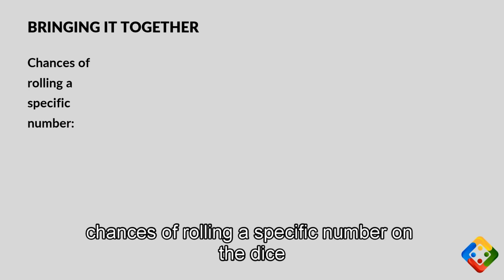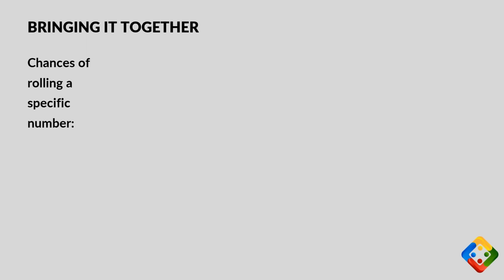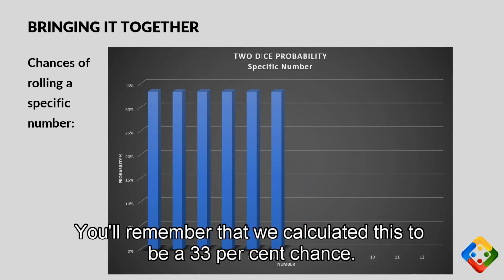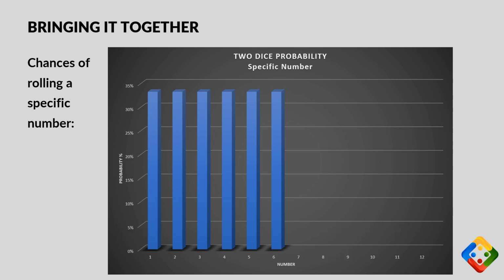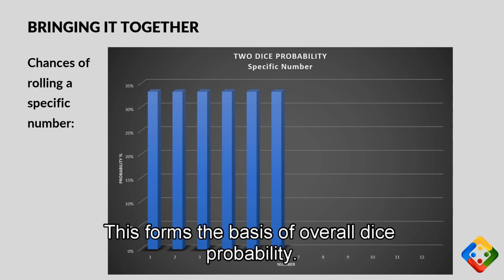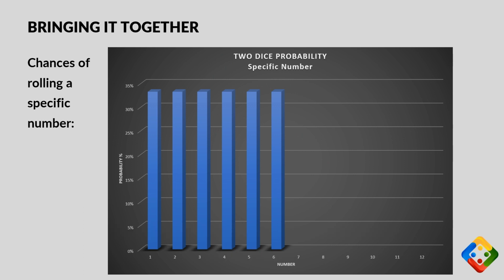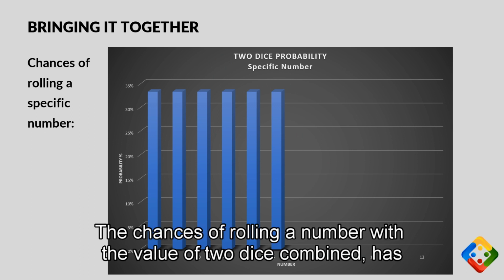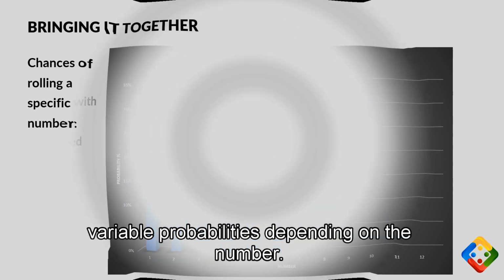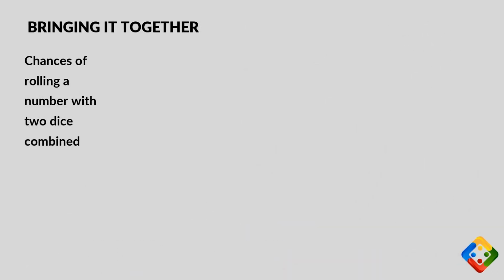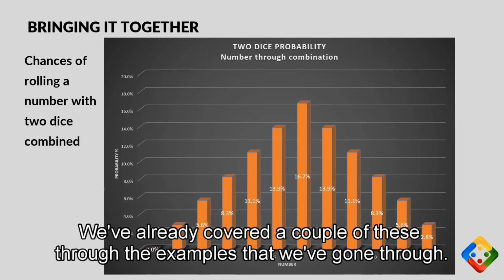Okay, so let's bring these two variables together and start by recapping on the chances of rolling a specific number on the dice with 2 dice being thrown. You'll remember that we calculated this to be a 33% chance. This forms the basis of overall dice probability. The chances of rolling a number with the value of 2 dice combined has variable probabilities depending on the number. We've already covered a couple of these through the examples that we've gone through.